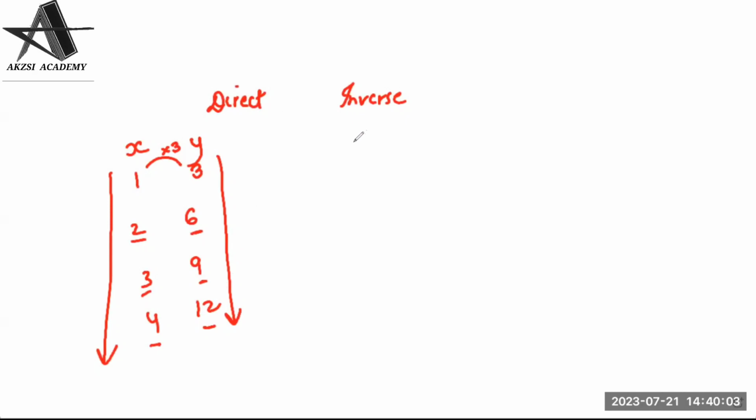Whereas inverse is when one is increasing, another will decrease. Say for example, here we have x and y. Suppose x is 1. In that case, y is 4. Now x is 2, y is 2. When x is 4, now y is 1. They are sharing some kind of proportion. That means they are inversely proportional, or you can say when I'm dividing 4, then I'll get this answer.